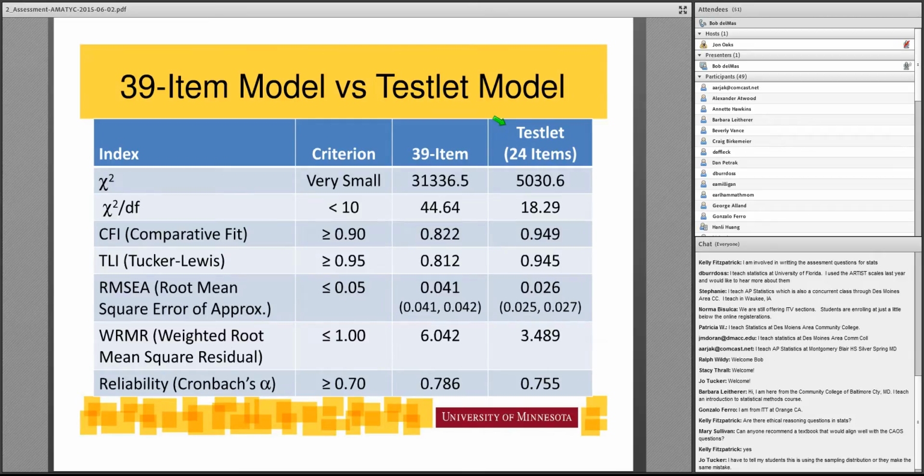We don't quite have this weighted root mean square residual down to where we'd like it, below 1, but it does go down. And there's fairly good evidence of internal consistency. This is the reliability measure. Still greater than 0.70. It went down, but that's mostly a function of going from 39 items to 24 items, that you can see in the two columns. So anyways, this would usually be judged as a pretty good fit to the model.